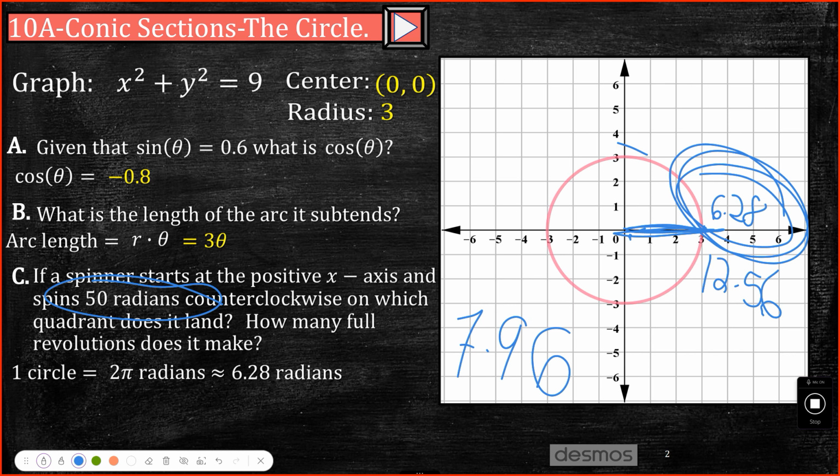7. So if a spinner starts at the positive x-axis and it goes around 50 radians, how many full revolutions does it make? And what's the leftover? 0.96. So in which quadrant did it land? 4th quadrant is correct. If it would have been 7.65, which quadrant?